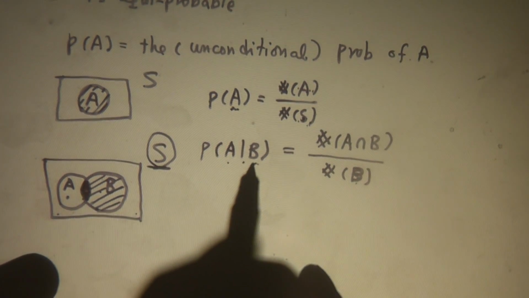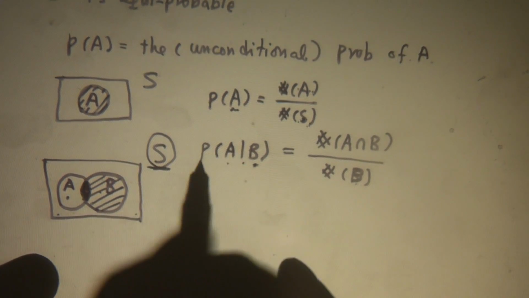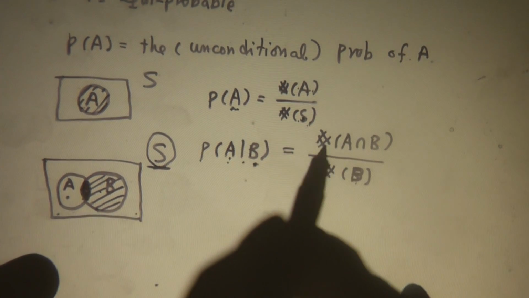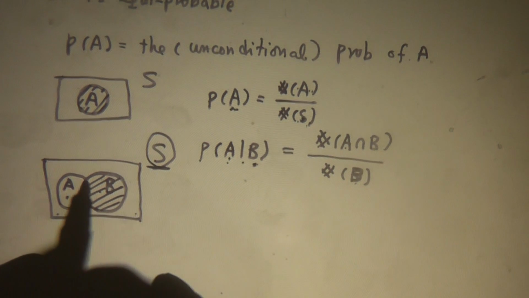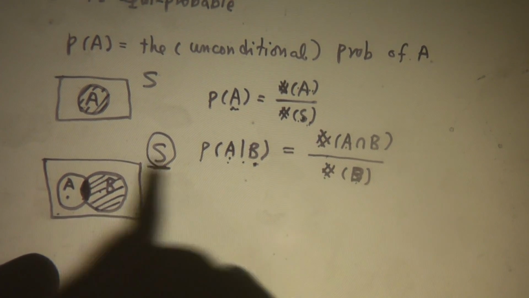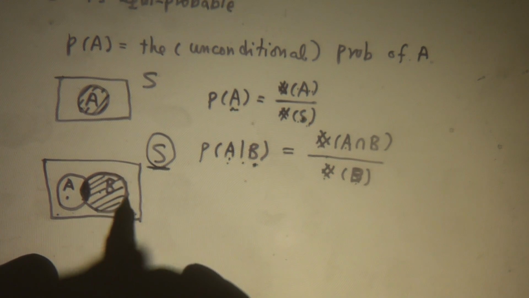So, given that B has occurred, what is the probability of A? It is a ratio of the number of outcomes in A and B, this shaded area, divided by the number of outcomes in B, the whole B here.